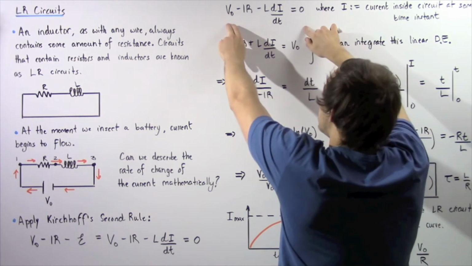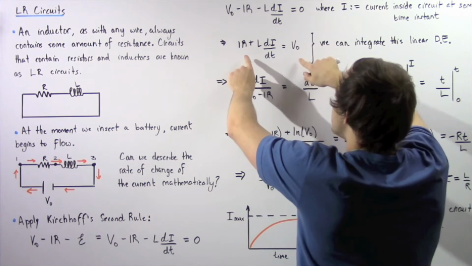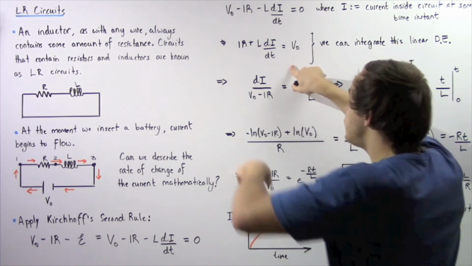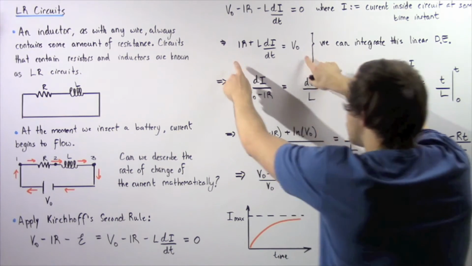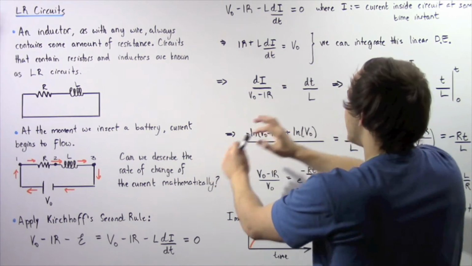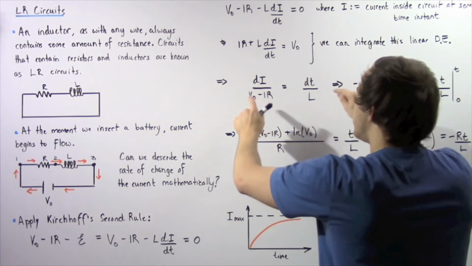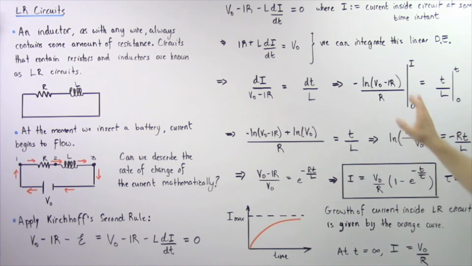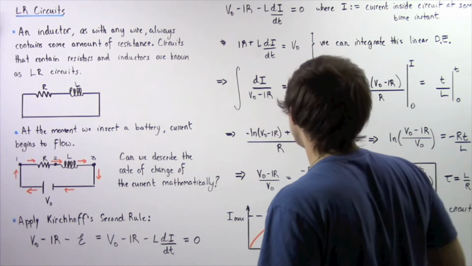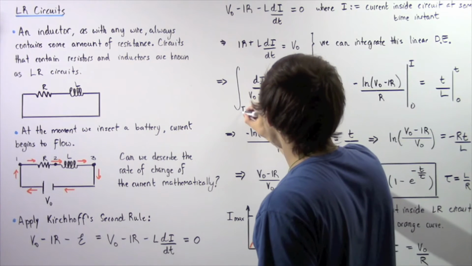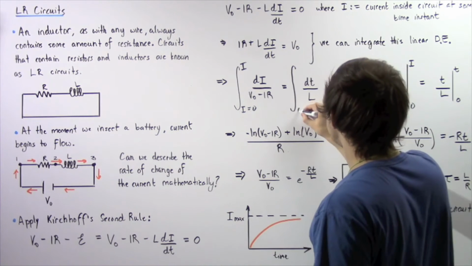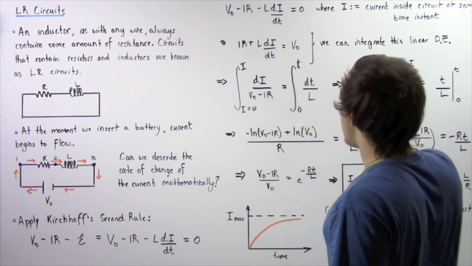Now let's take this equation, rearrange it, and we get the following result. Notice that this is a linear differential equation. If we rearrange it into the following form, where we bring the dI's and the I's to one side and the dt to the other side, we can integrate it. Let's integrate the left side of our linear differential equation from I equaling 0 to I, and we integrate the right side from time equals 0 to some time t.